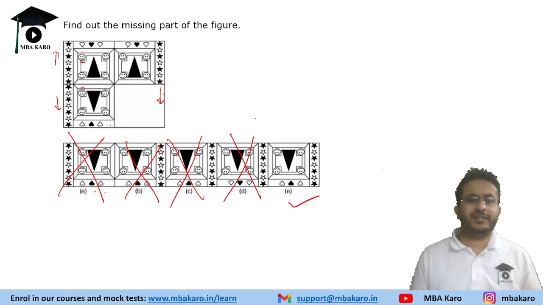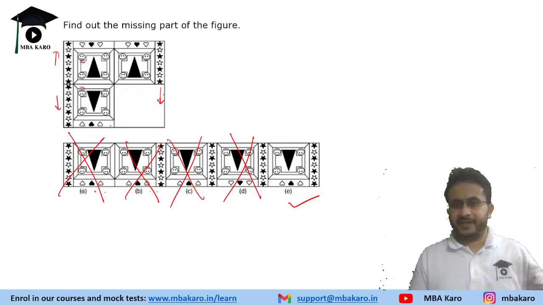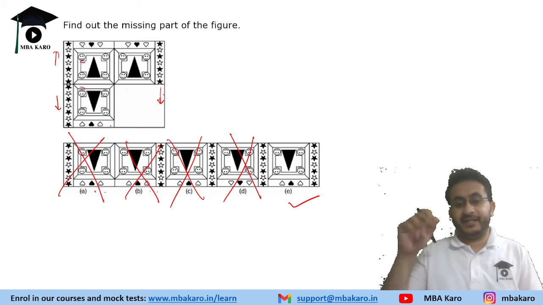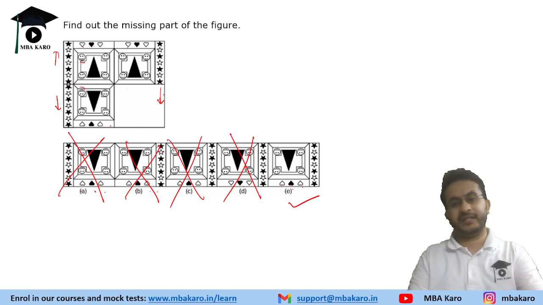Now you do not need to look at the other lines because we have eliminated the wrong options. We have figured out that the stars should be on the right hand side. They should be inverted. The face should be inverted. Hearts should be black and white and inverted. So we have eliminated all the wrong options. Hence, option E is the right answer.